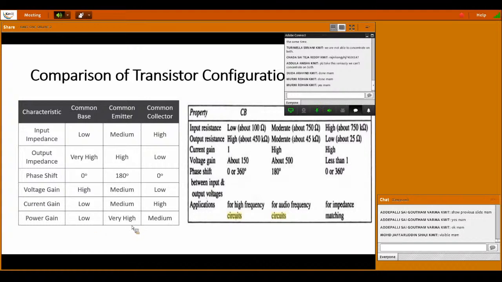Why is the power gain very high? Because the output current IC is equal to beta times IB, hence a heavy amount of current flows in common emitter. Power gain is the ratio of output power to input power. Output power is IC squared times RL. IC is very high, amplified about 400 times your IB, hence it is much higher than the other two configurations. Hence as a generalized amplifier, we would prefer the common emitter configuration.